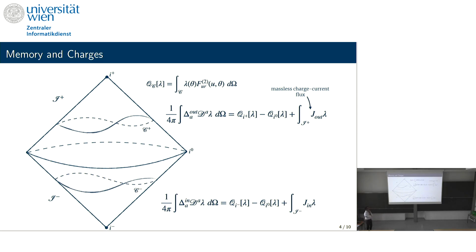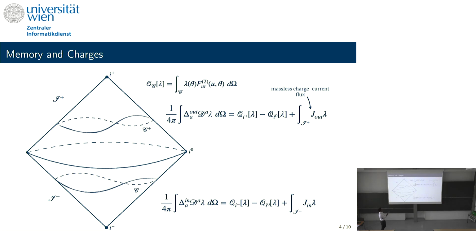So you maybe aren't too surprised that I can also do this for any incoming data that I have. So if I have any incoming memory, which is any electromagnetic radiation with memory that is defined on scri minus, I can rewrite that also in terms of the difference of charges in this manner, plus any incoming massless charge current that goes in through scri. Okay. Note, if lambda was a constant, the left-hand side vanishes, and this is just the statement of global charge conservation.